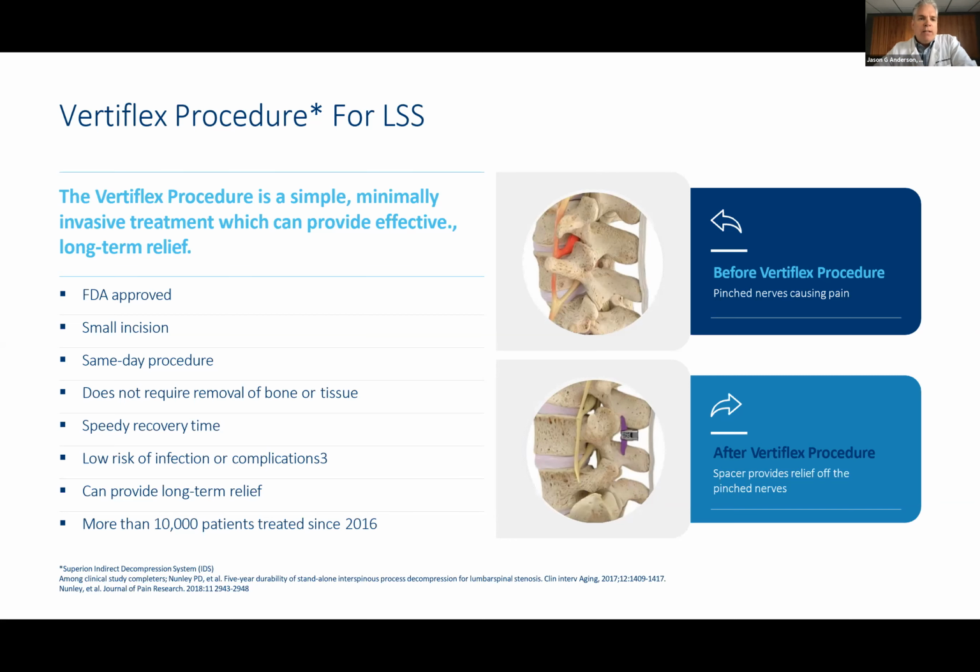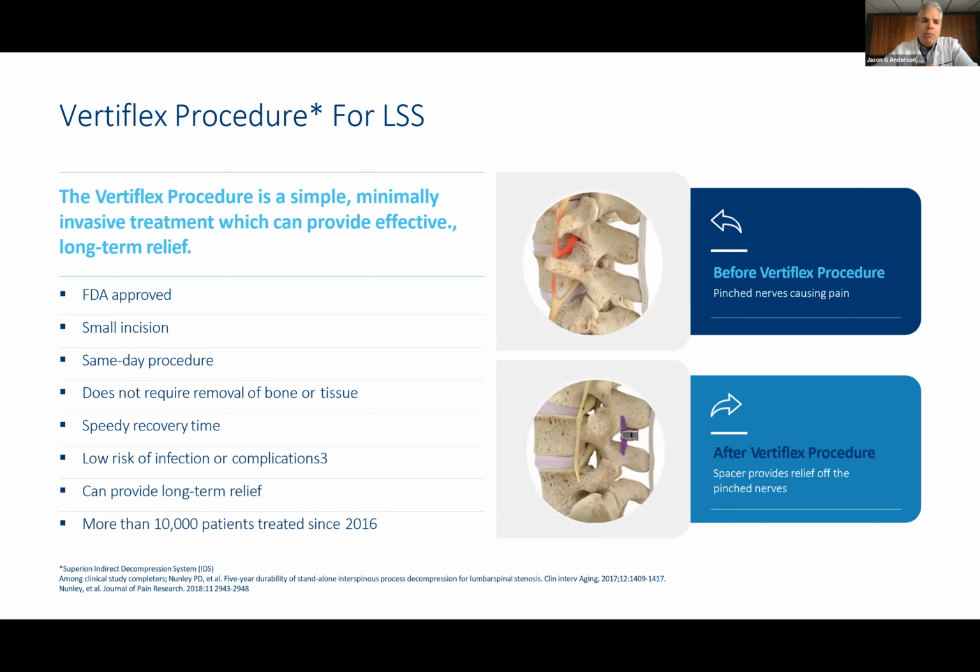The Vertiflex procedure is a simple, minimally invasive treatment which can provide effective long-term relief. It's FDA approved. It requires a small incision, probably about the diameter of a nickel to a quarter size. It can be done in a same-day procedure. Typically, to do 2 levels would take about an hour. To do 1 level, probably about 30 to 40 minutes. It doesn't require any removal of bone or tissue. There is a speedy recovery time.